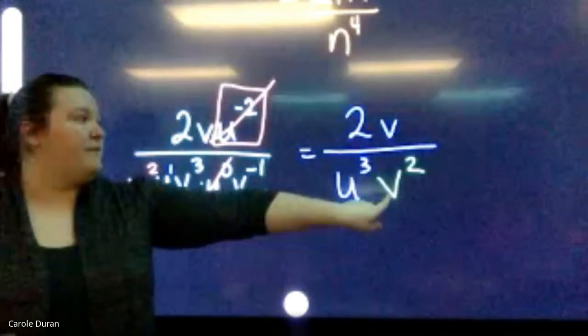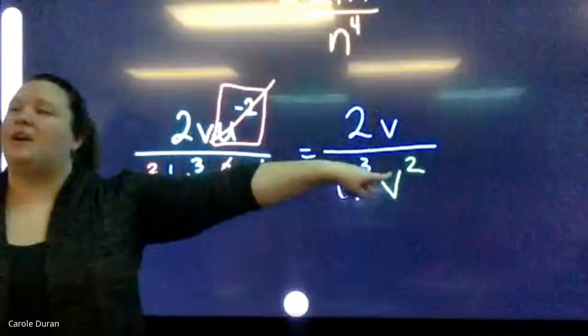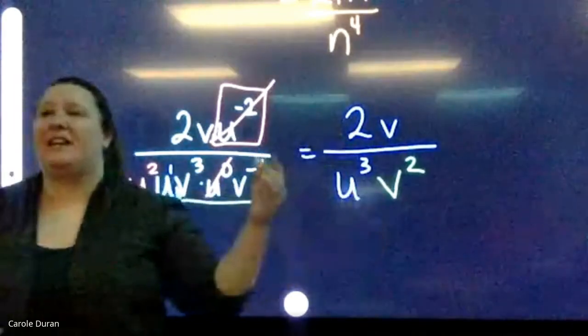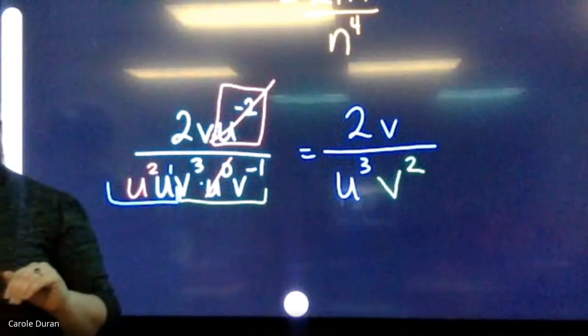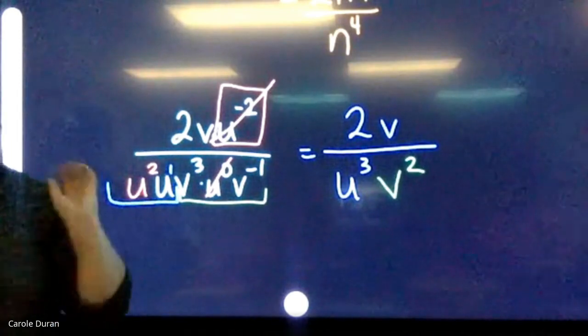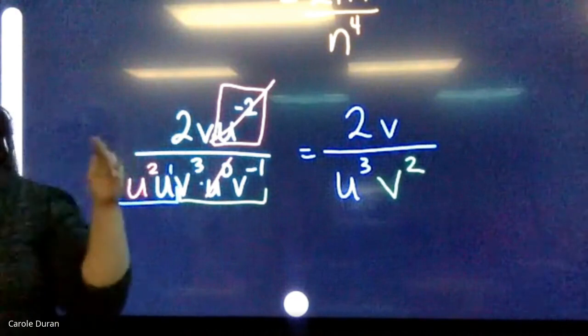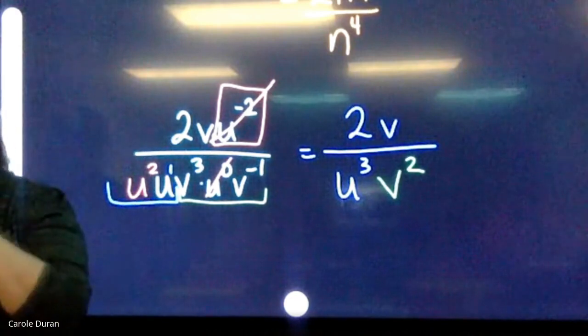I have a v in the bottom and I have a v in the top. So that's called a repeating base. I have a base v that exists in 2 places. That can't happen. Hold on. So then the way we fix this is we need to combine those 2 v's.